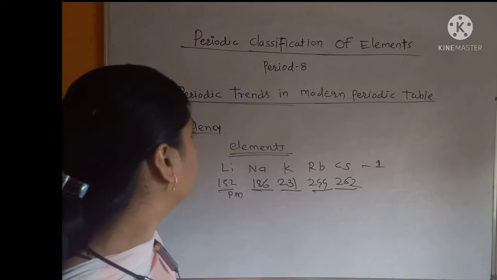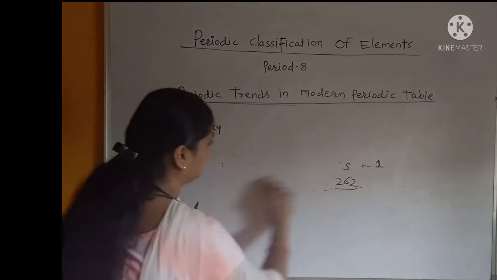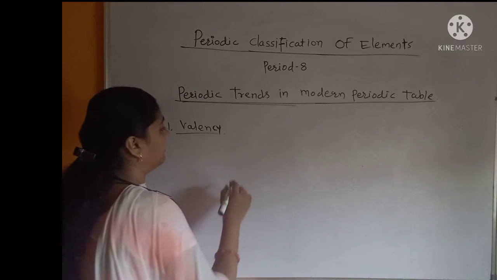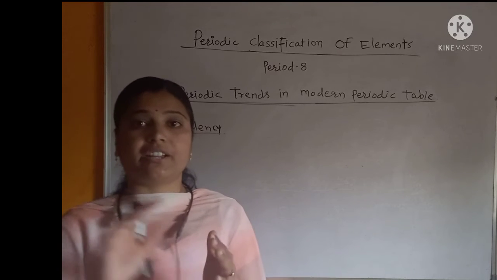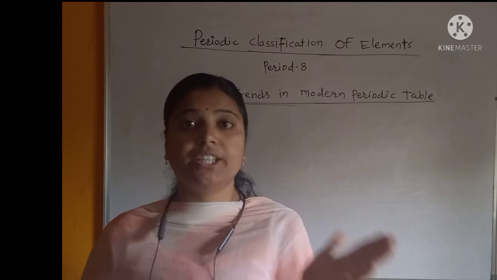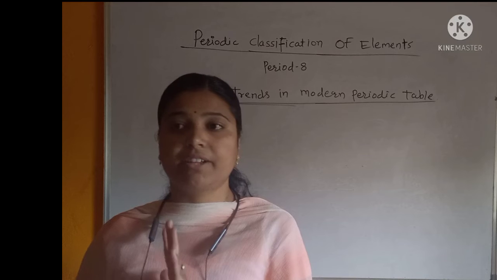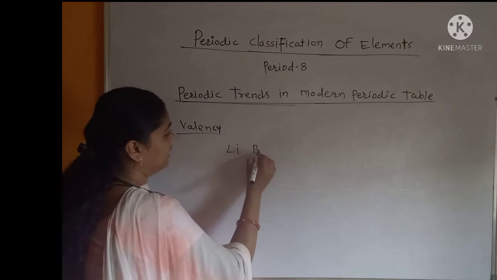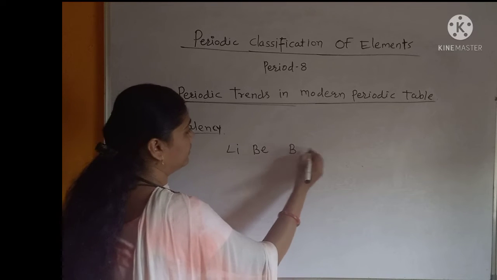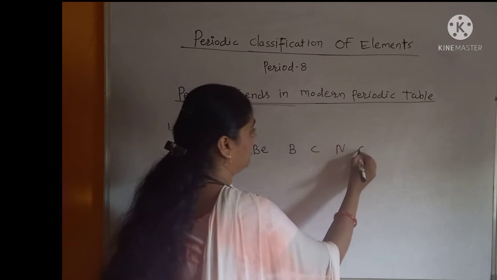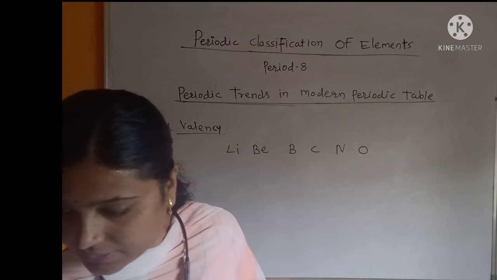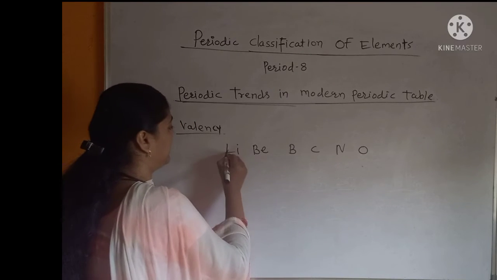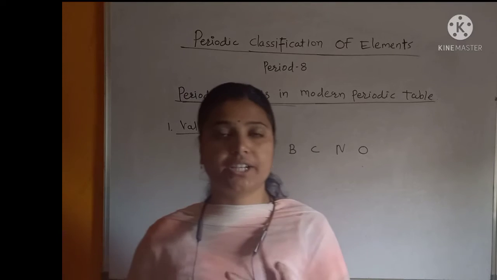When we see the electronic configuration along with the periods, the number of orbits around the nucleus does not increase, only the atomic number increases by 1. Take one example: lithium, beryllium, boron, carbon, nitrogen, oxygen. These are the second period elements. In the first period, only hydrogen and helium are present.